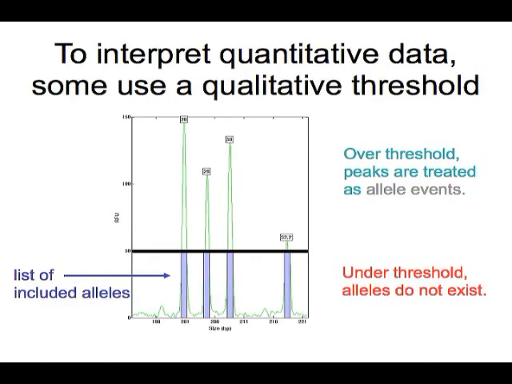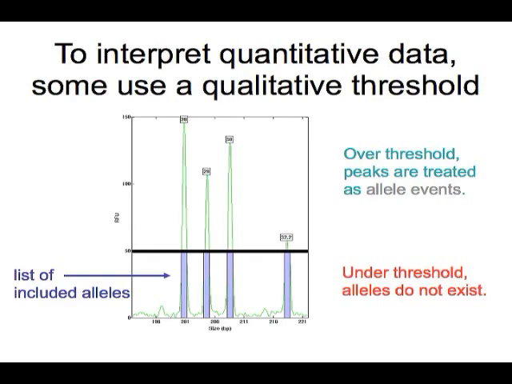So suppose we have a threshold of 50 RFU applied to our quantitative data. We should probably introduce the axes. Here's the size in base pairs. Here's the RFU. Here's the quantitative data. Now we apply the threshold.